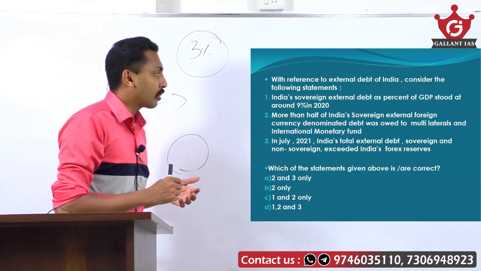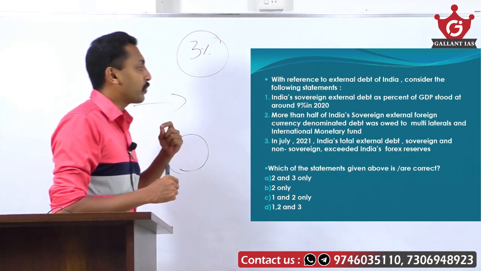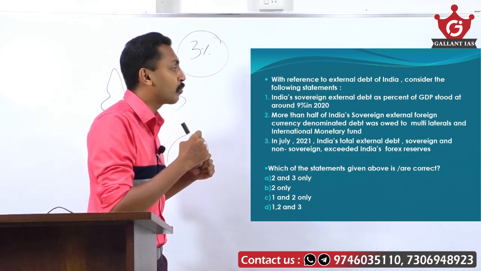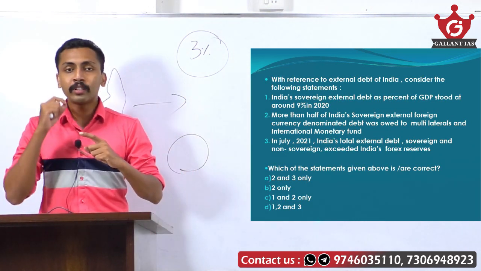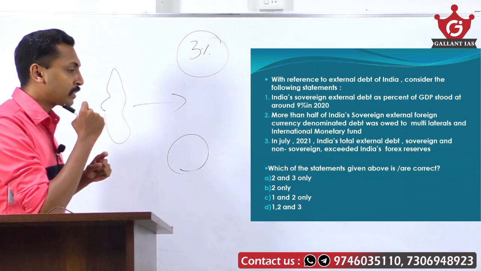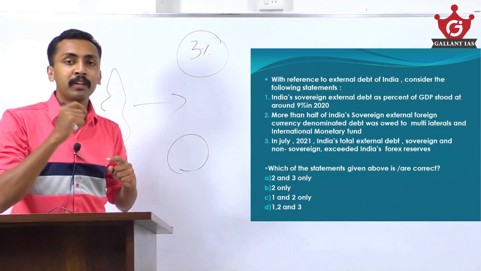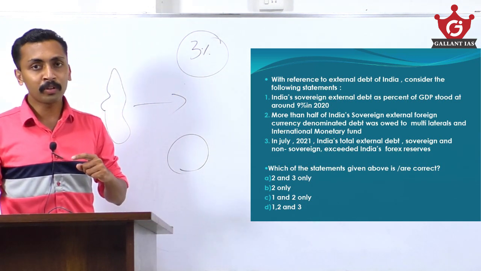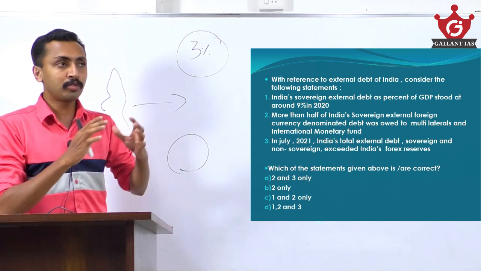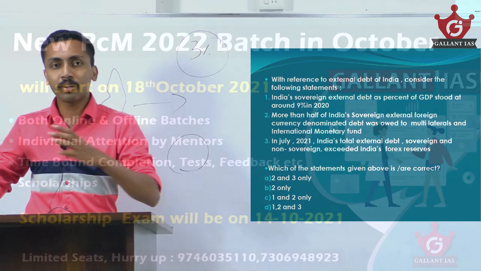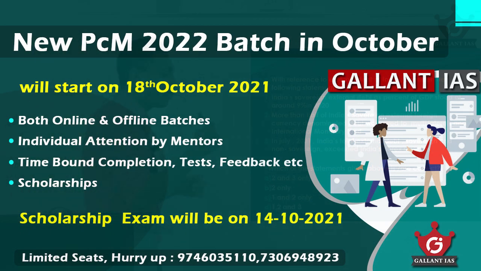Use the elimination method. Then the second statement, more than half of India's sovereign external, foreign currency denominated debt was owed to multilaterals and the International Monetary Fund. Yes, that is correct. More than half of India's sovereign external debt is not to countries, it's to multilateral agencies like ADB, IMF, World Bank, etc. India does not owe so much to countries like the US, Switzerland, UK, Japan. Most of India's sovereign debt is to multilateral agencies. The second statement is correct.